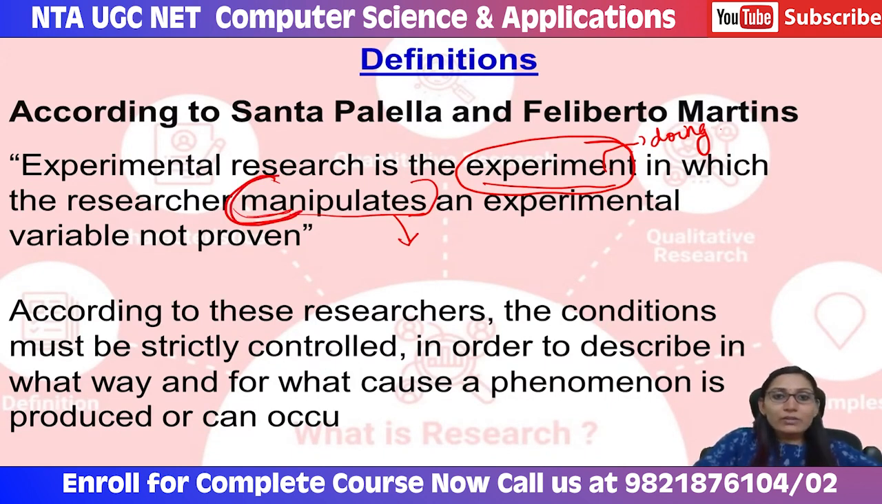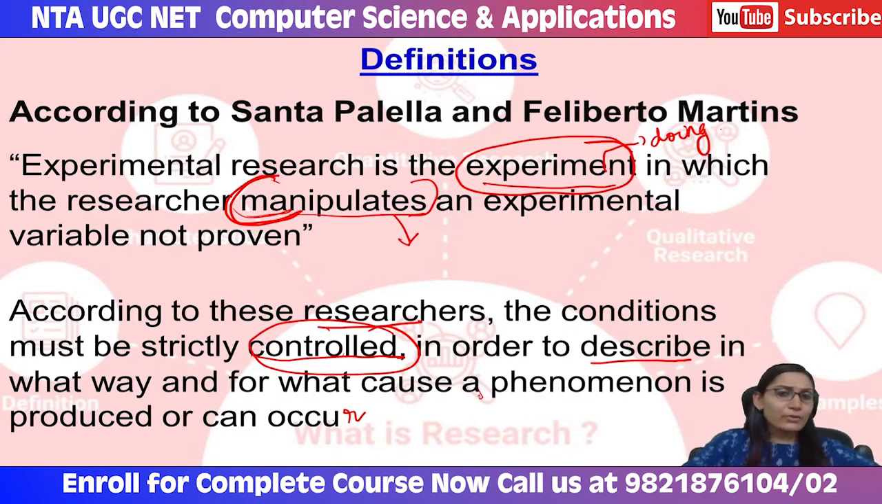Now, according to these researchers, the conditions must be strictly controlled. So the research is conducted under strictly controlled conditions in order to describe in what way and for what cause a phenomena is produced or can occur. So according to these researchers, the conditions are strictly controlled, in order to describe in what way and for what cause a phenomena is produced or can occur.